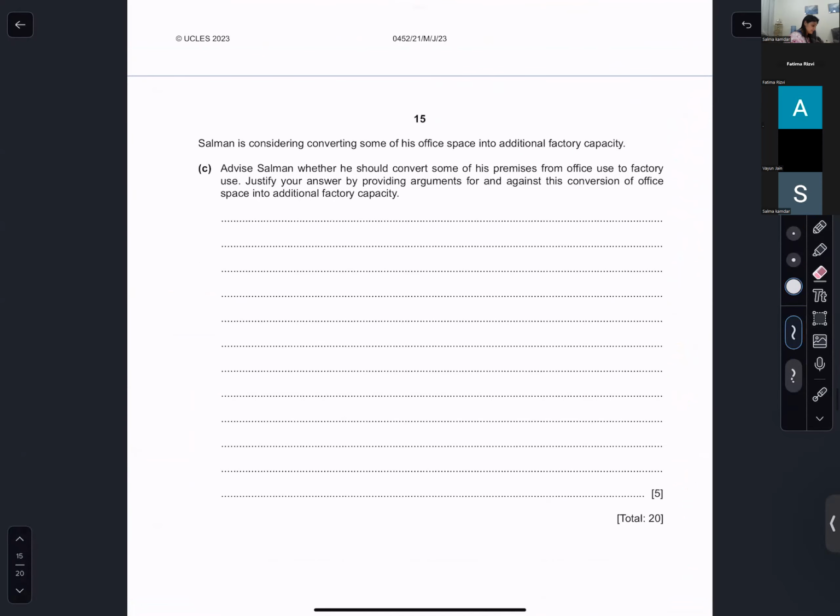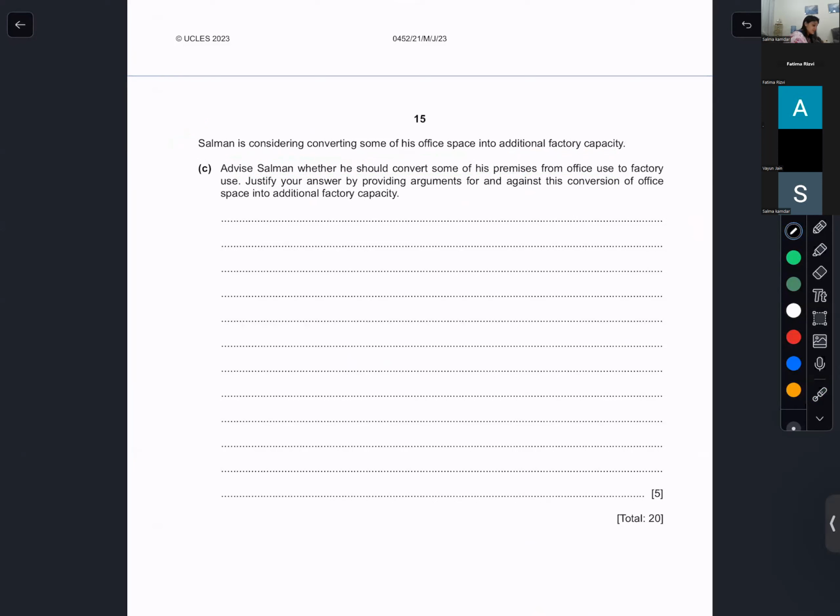Please read. Salman is considering converting some of his office space into additional factory capacity. Advise Salman whether he should convert some of his premises from office use to factory use. Justify your answer by providing arguments for and against this conversion of office space into additional factory capacity.